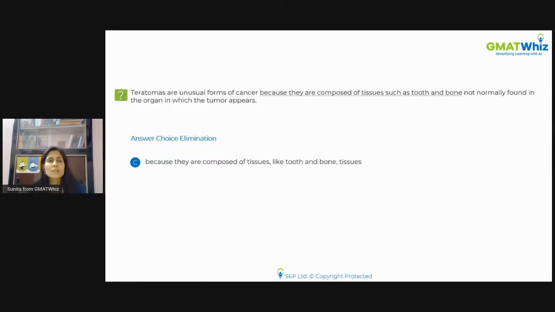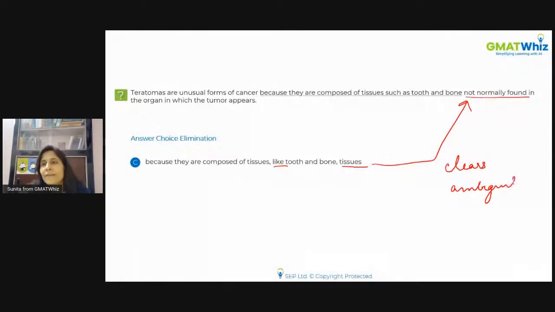C: because they are composed of tissues, okay, so far I'm okay with this, like tooth and bone. Now one would wonder that we don't use like tooth and bone in case of giving examples. But I could quote you lots of OG questions where they have used like instead of such as. So ideally, I would like it to be such as, but I think it was supposed to be such as in the original sentence. So let me see. Otherwise, now these tissues are not normally found. So tissues not normally found. Now this clears the ambiguity, right? About what is not found.